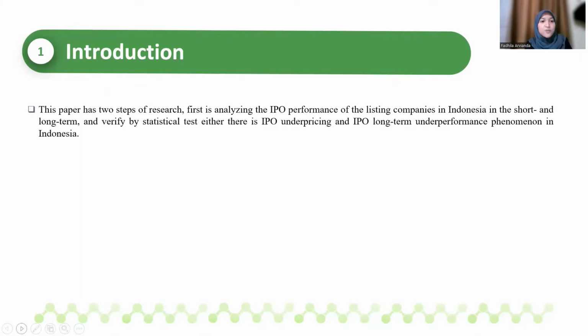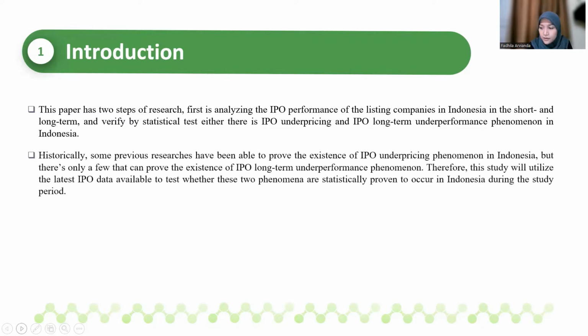This paper has two steps of research. First is analyzing the IPO performance of the listing companies in Indonesia in the short and long term, and verifying by statistical tests whether there is IPO underpricing and IPO long-term underperformance phenomenon in Indonesia. Historically, some previous research has been able to prove the existence of IPO underpricing in Indonesia, but there are only a few that can prove the existence of IPO long-term underperformance. Therefore, this study will utilize the latest IPO data available to test whether these two phenomena are statistically proven to occur in Indonesia during the study period.